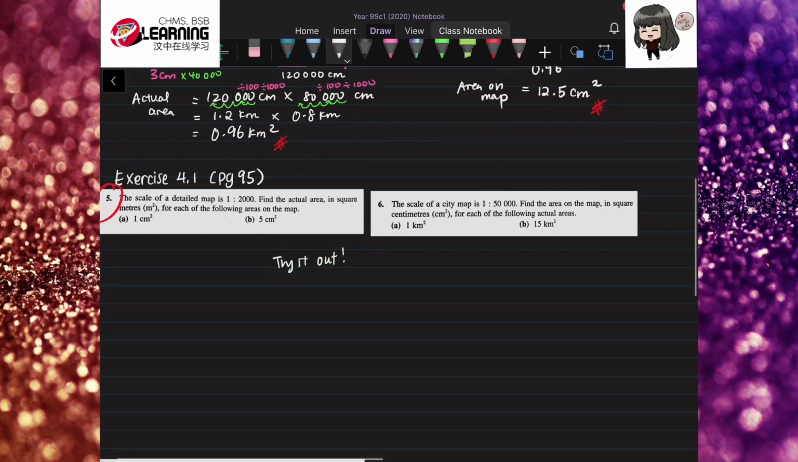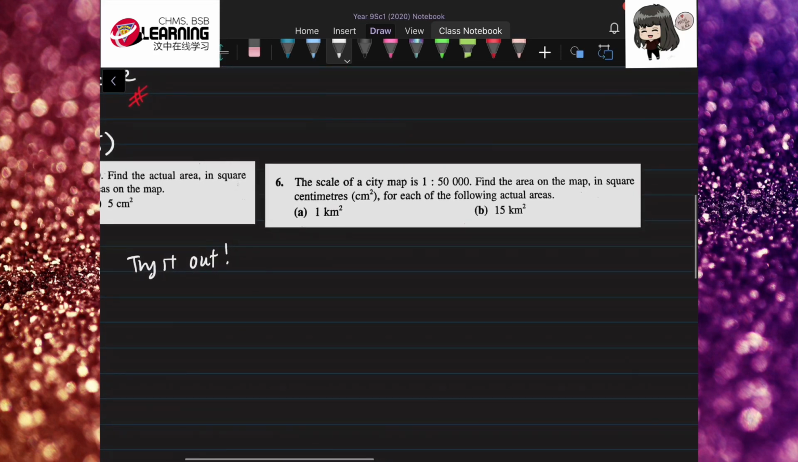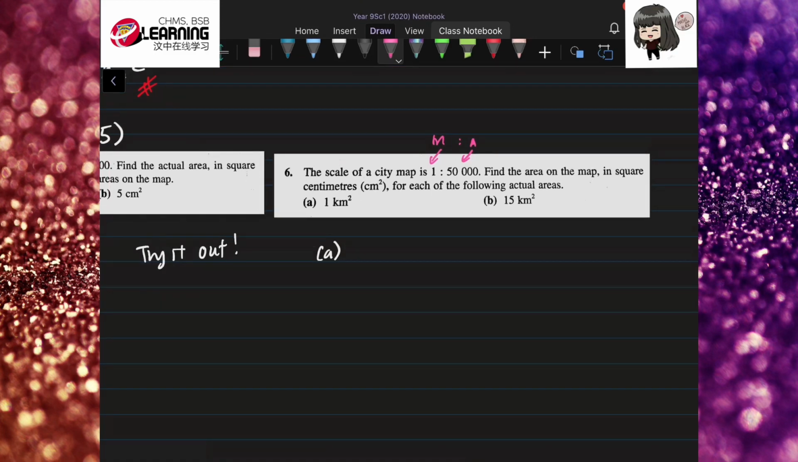Okay, number 6. I will show you number 6. The scale of a city map is 1 to 50,000, so map to actual. Find the area on the map in square centimeter.